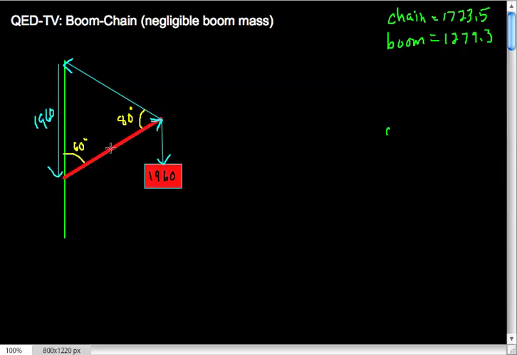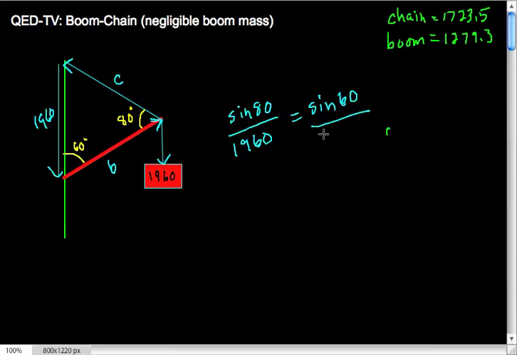And what I have here is a pretty simple problem. If I want to figure out the chain force right here, or the boom force, I have two angles. Well, I can just do law of sines. I could do sine of 80 over 1960. So the sine of this angle over the opposite side would equal the sine of 60 over the opposite side, which is the chain. And if I do that math, you will get this number right here.